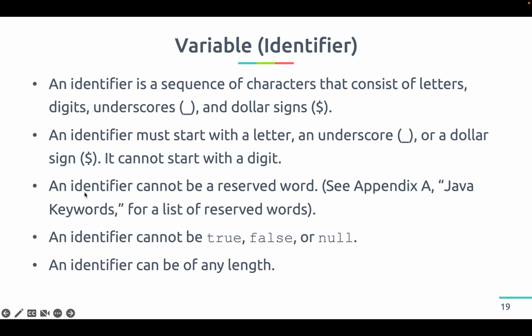An identifier, as with C++, cannot be a reserved word, so you cannot use, for example, true, false, null, or any of the words that are reserved for the language. And an identifier can be of any length. It is not specific to 20 characters, for example, not specific to 30 characters. It can be of any length.